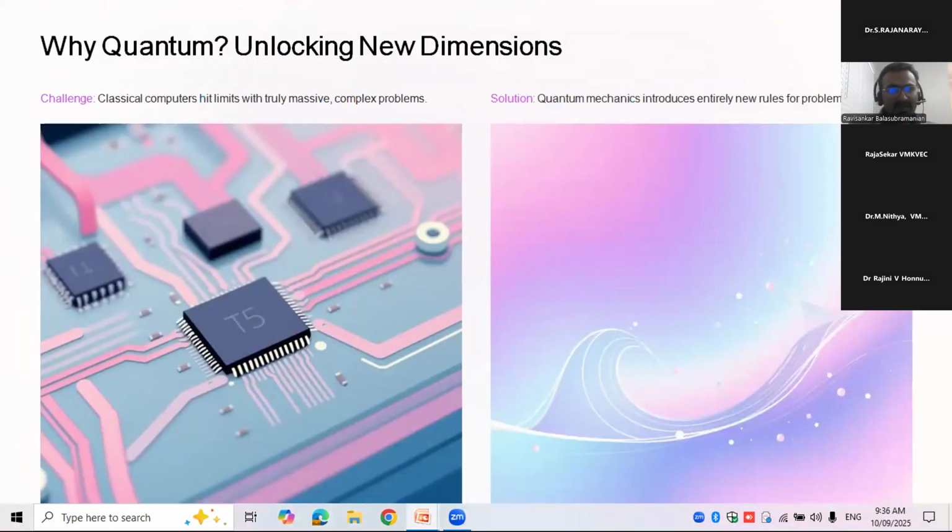Okay, so why quantum? Classical computers cannot solve complex problems. If it is a complex problem, the classical computer reaches its limit. Then quantum comes into the picture. Quantum mechanics is an entirely different, new rule that it creates to solve problems. That's why we keep looking at quantum.